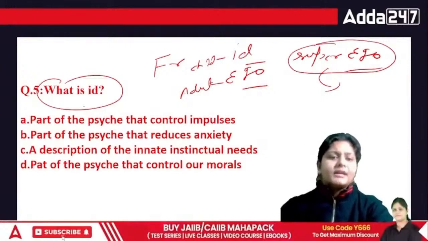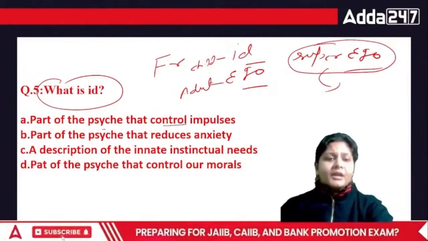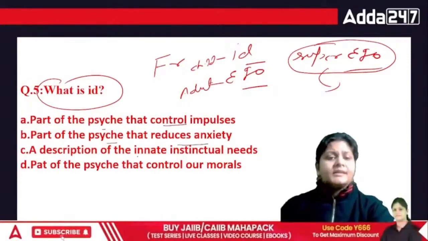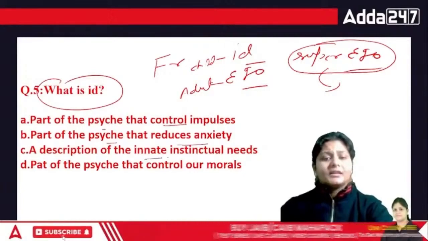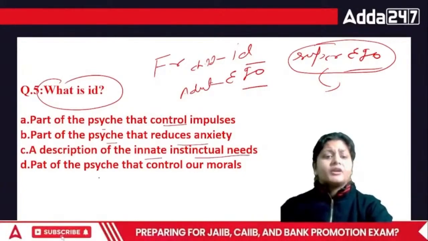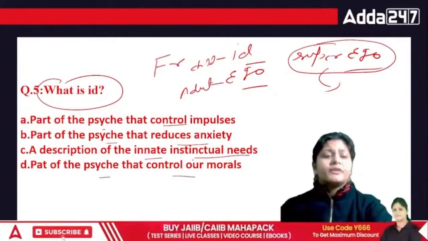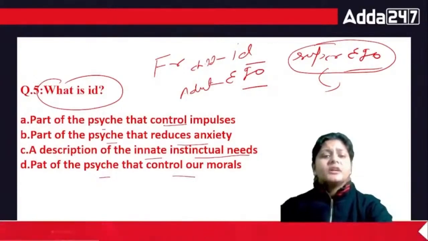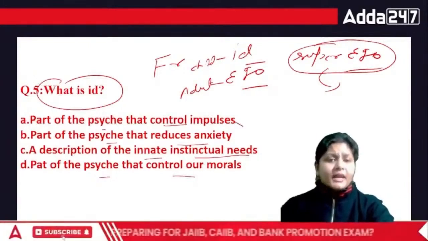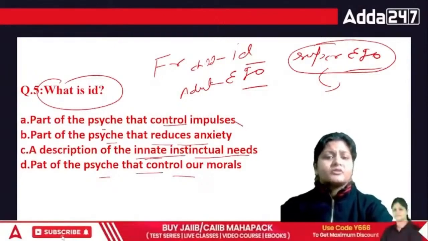So what is the id? A is a part of the psyche that controls impulse. B is a part of the psyche that reduces anxiety. C is a description of the innate institutional need, and D is a part of the psyche that controls our moods. So what is the meaning of it? That actually reduces the anxiety, a description of your innate, then part of that is actually the impulses.